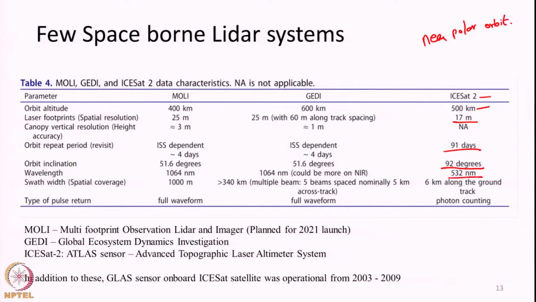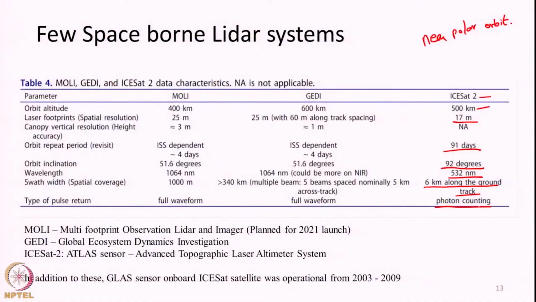It uses a green wavelength of 532 nanometers because that is the characteristic wavelength used for studying ice and all. It has a swath width of 6 km along the ground track, and the type of pulse return is called photon counting. It is slightly different from discrete and full waveform. They use what is known as a photon counting technique. So this is one of the operational satellite based LIDAR systems that is available.